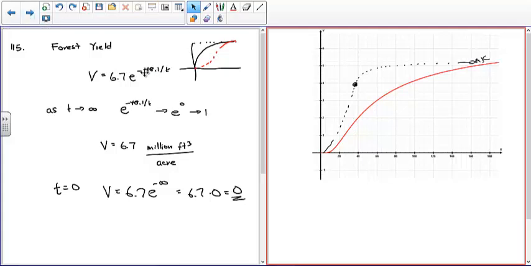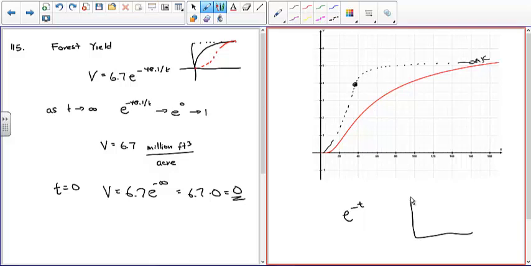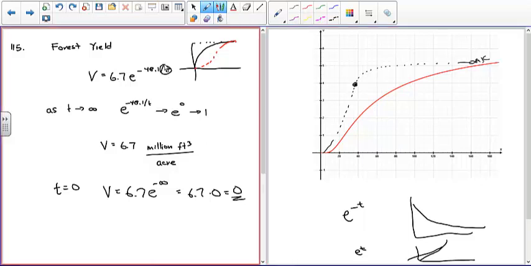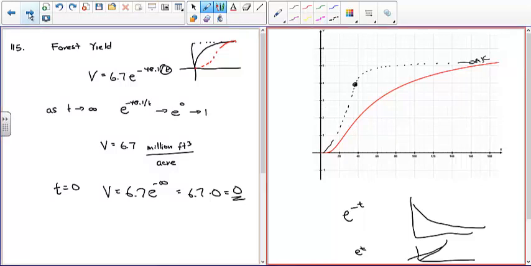I guess the thing is, if it was e to the minus t, yeah, that's the reason. If you did e to the minus t, it would look like that. And if it was e to the t, it would look something like that. But this is 1 over t, which gives you this other more interesting picture.